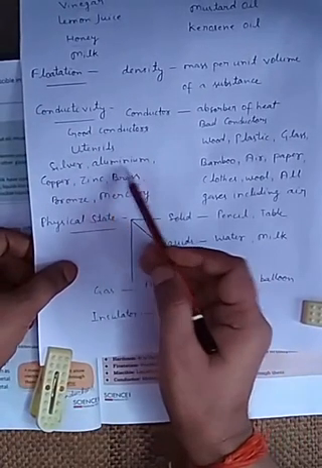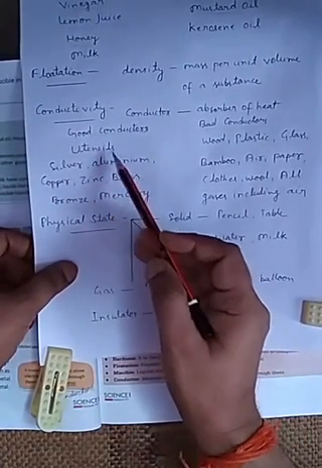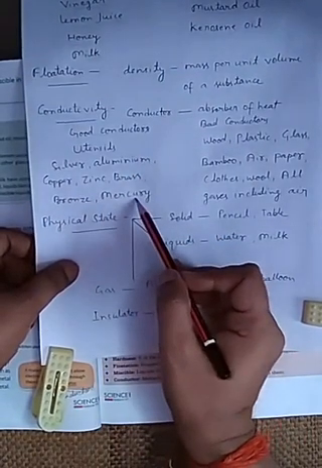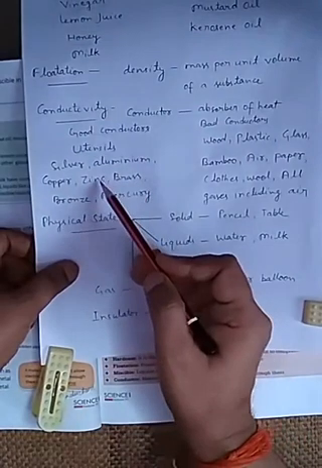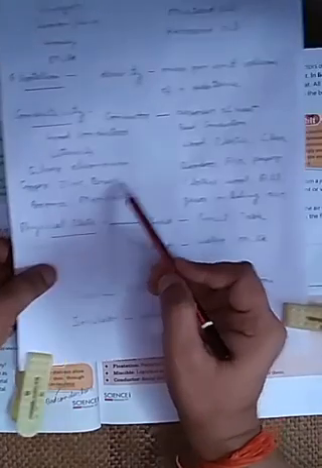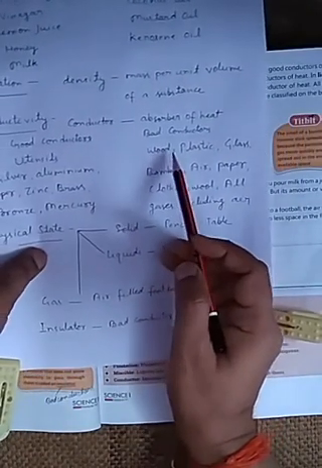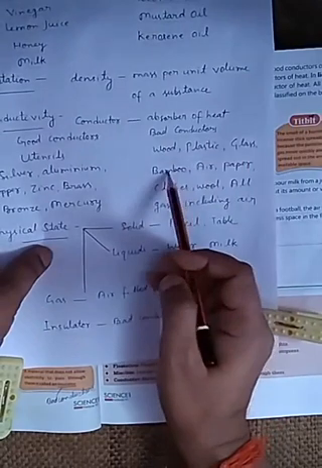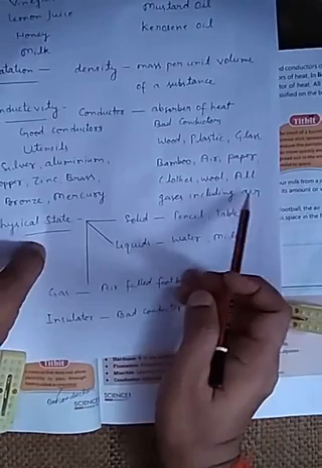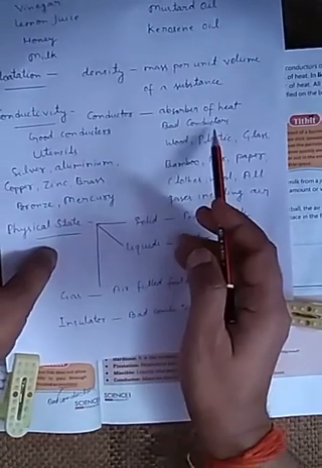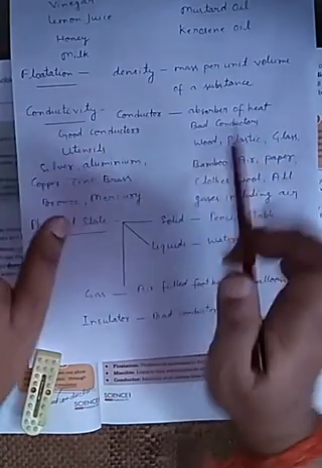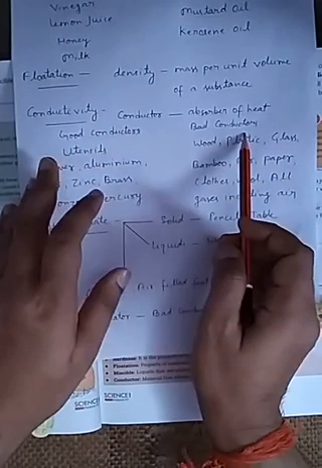So silver, aluminium utensils, copper, zinc, brass, bronze, mercury: these metals and metallic things are the good conductors of heat, whereas wood, plastic, glass, bamboo, air, paper, cloth, wool, all gases including air, are the bad conductors of heat. So we can categorize these things as good conductors and bad conductors.